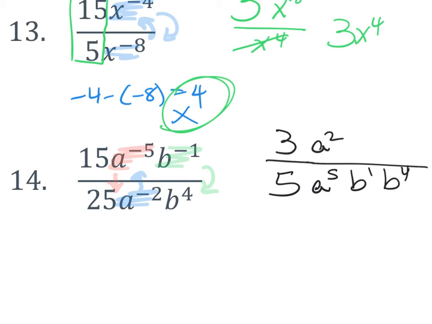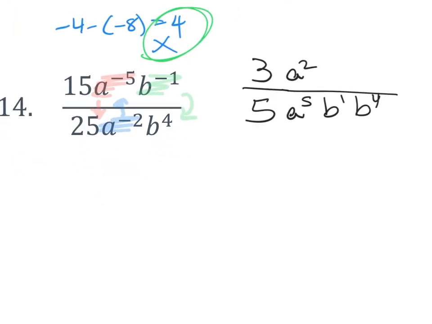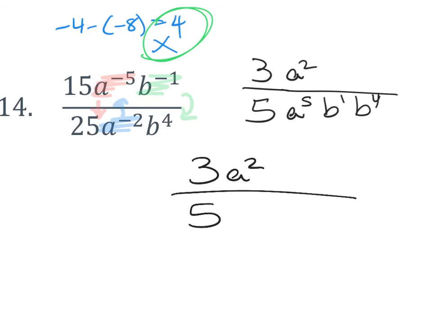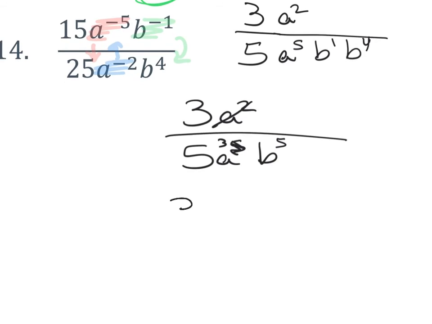So now I need to simplify this some more. So now I could do this, take care of my b's first, and get b to the 5th. And now I got to take care of the a's. So I could cancel this and leave 3 behind. So this will be 3/5, a to the 3rd, b to the 5th.